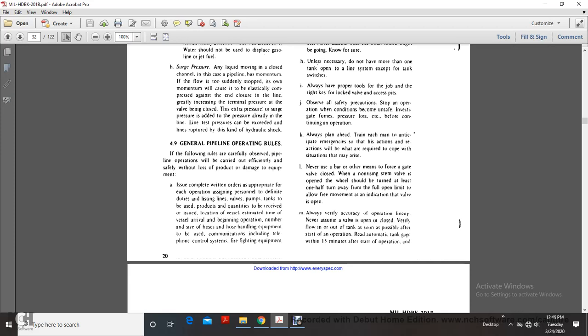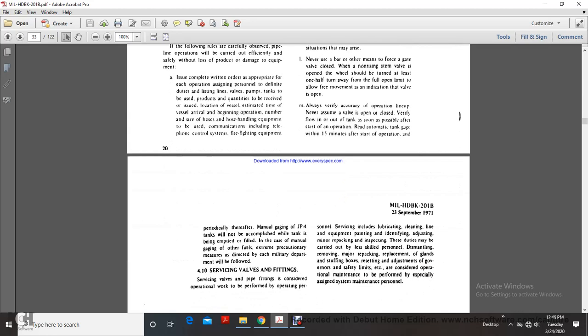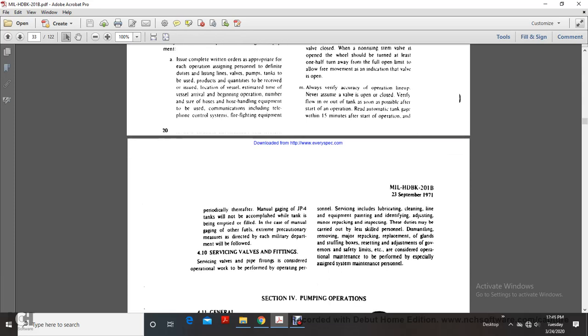After starting an operation, read the automatic and leak tank gauge within 15 minutes of the start, and periodically thereafter. Manual gauging of JP4 tanks will not be accomplished while the tank is being emptied or filled. In the case of manual gauging of other fuels, extreme precautionary measures are required by directive of the military department.